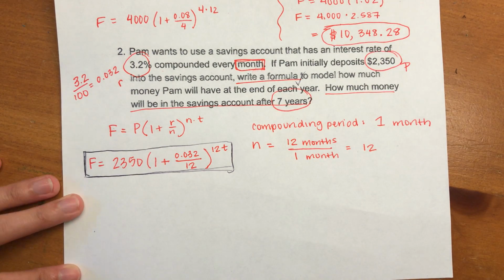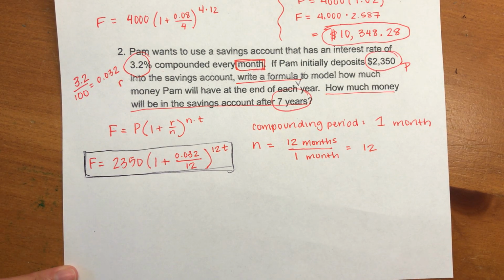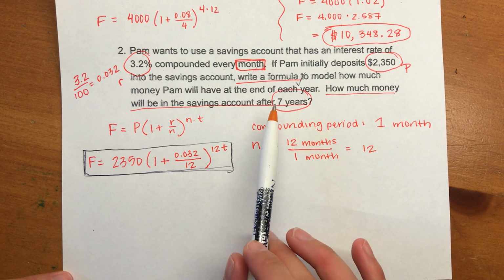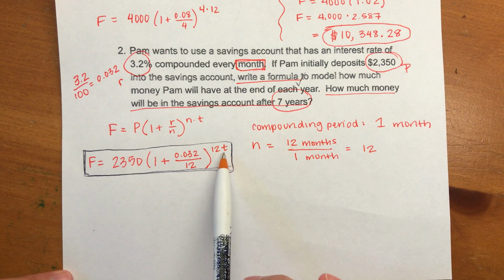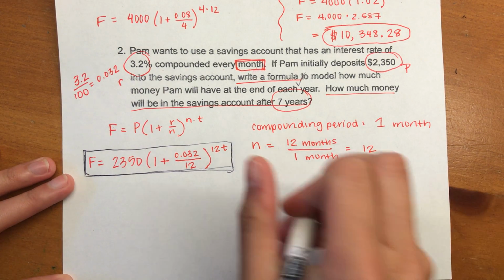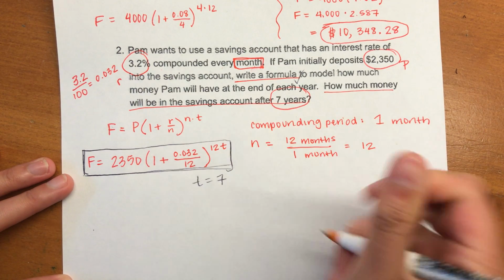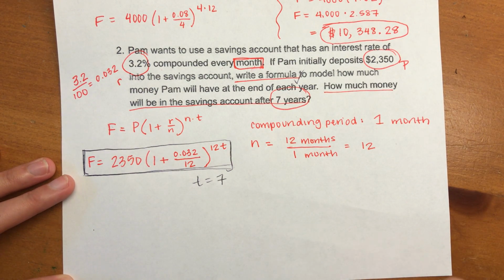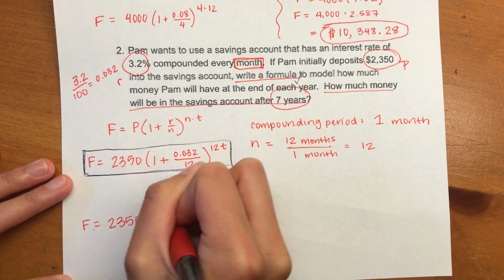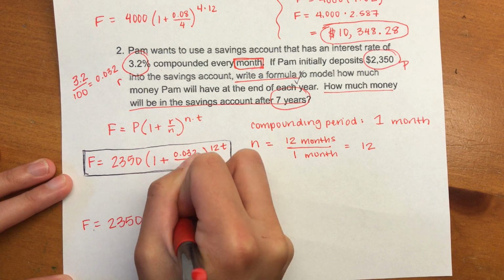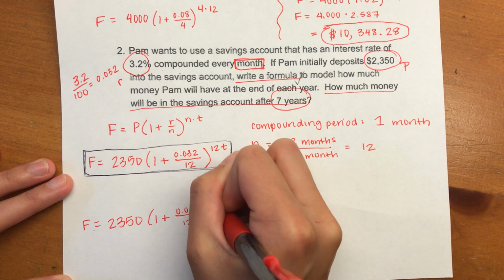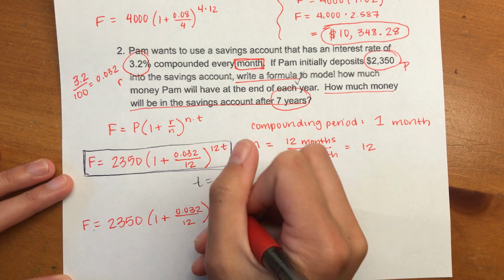We've written a formula. Now we want to figure out how much money will be in the account after 7 years. So 7 years, that's going to be my T value because that's time, right? So T is now 7. So if T equals 7, I'm going to substitute 7 into my formula. So F equals 2,350 times 1 plus 0.032 over 12 to the 12 times 7.